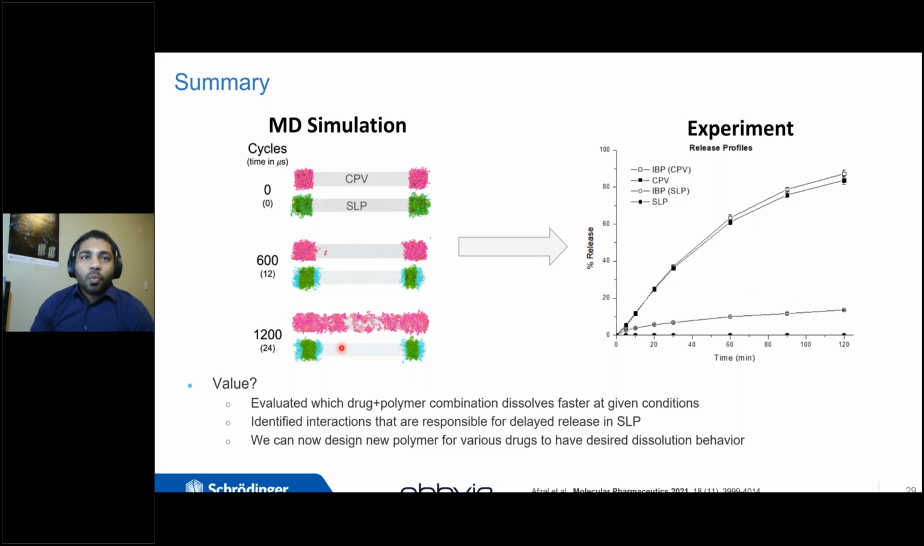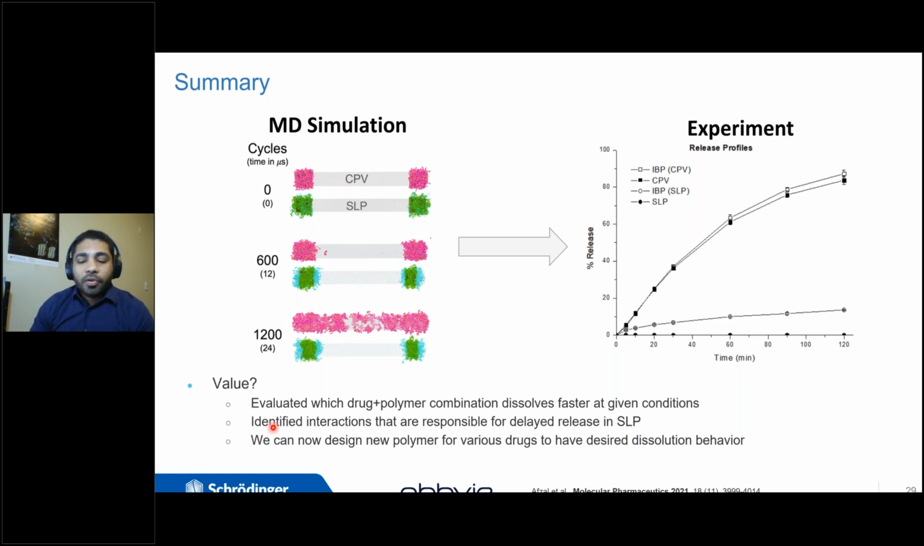So now coming back to the value that we obtained from these simulations. In terms of near-term value, we were able to compare different drug and polymer combinations and understand which of those pairs actually dissolves faster at a given condition. And because now we have a better understanding of these interactions that occur at the molecular level, we have a better understanding of the reason for the delayed release of drugs in the solute system.